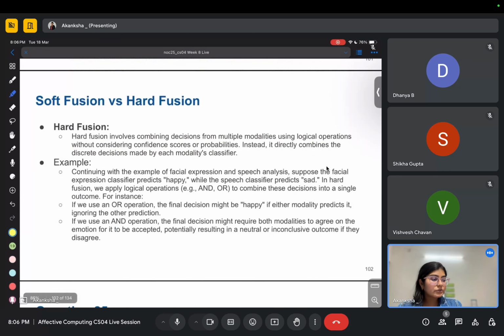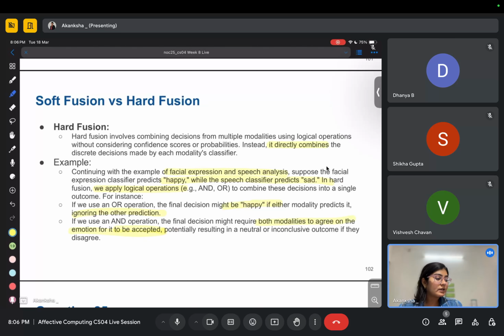And in case of hard fusion, as I mentioned, it is directly combining, not taking into consideration any kind of scores. So let's say facial expression and speech analysis. Suppose the facial expression predicts happy and the speech predicts sad. In hard fusion, only one outcome will be there, and it's kind of a boolean thing. If we use OR, then the decision might be happy if one modality predicts it and ignores the other prediction. And if it is using an AND operation, then both need to be on the same page, the same decision, in order for the emotion to be accepted.